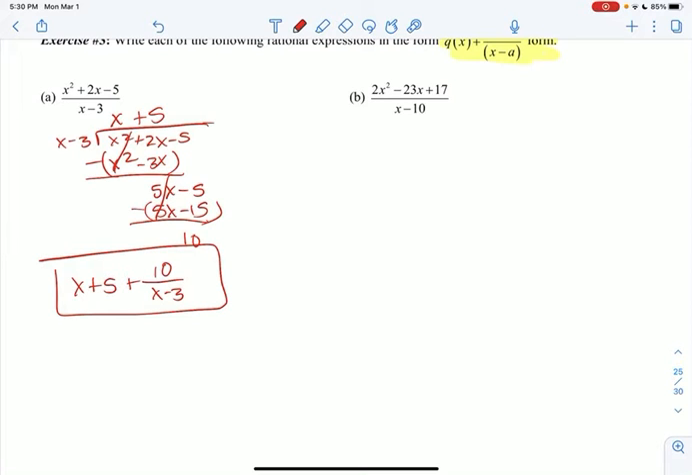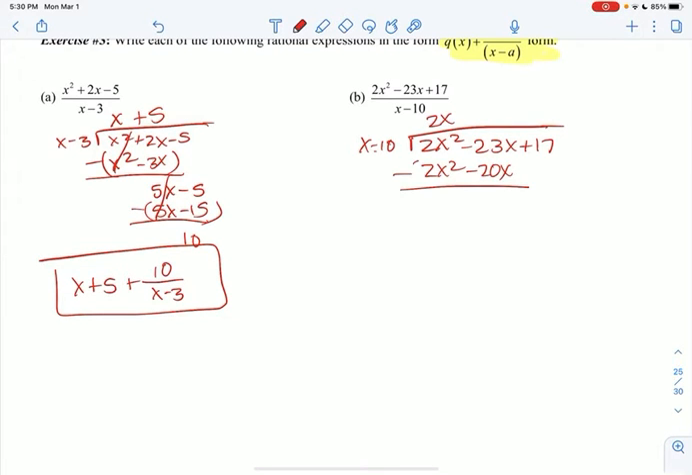All right, hopefully you're getting the hang of it. x minus 10 goes into 2x squared minus 23x plus 17. So x goes into 2x squared, 2x times. 2x times x is 2x squared. 2x times negative 10 is negative 20x. I'm subtracting these. The 2x squared terms cancel. Negative 23 minus negative 20 is actually negative 23 plus 20, which gives me negative 3x.